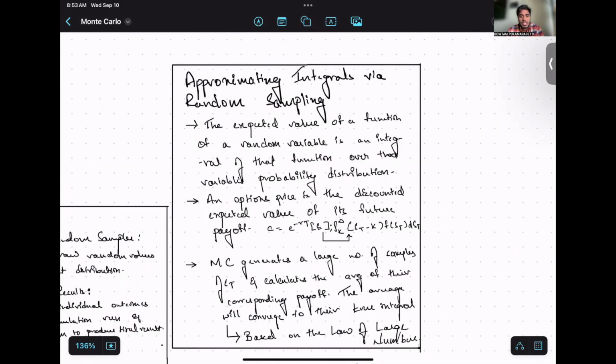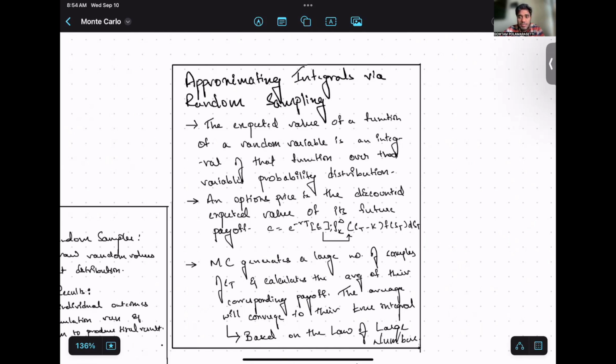Now, let us look at the foundations of Monte Carlo simulation. At its most fundamental mathematical level, the Monte Carlo method is a numerical technique for evaluating complex integrals. This principle is directly applicable to finance through the concept of expected value. The expected value of a function of a random variable is, by its mathematical definition, an integral of that function over the variable's probability distribution.